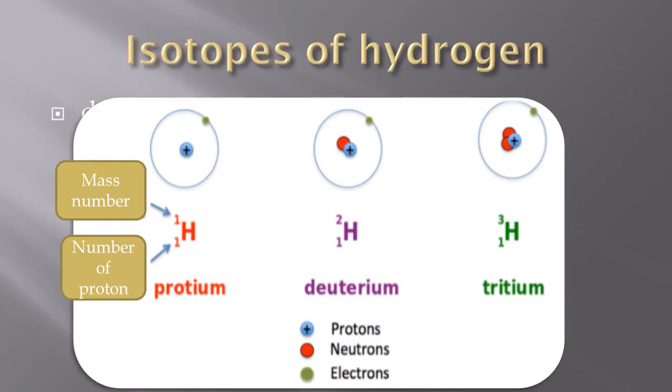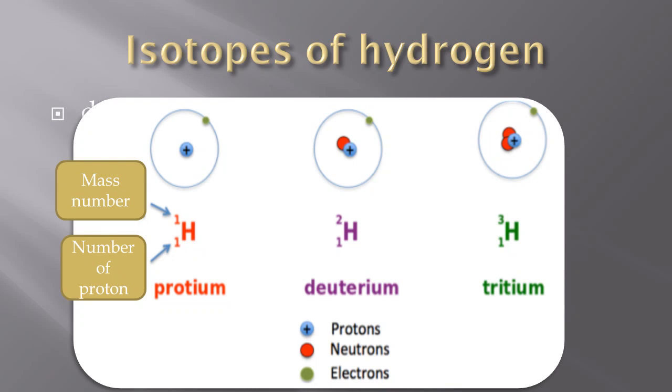Now let's see the isotopes of hydrogen. Now students, there are 3 isotopes of hydrogen: protium, deuterium and tritium. For protium, the mass number will be 1. Mass number means the number of protons plus neutrons, so it will be 1, and the number of protons will be 1. And for deuterium, the mass number is 2.